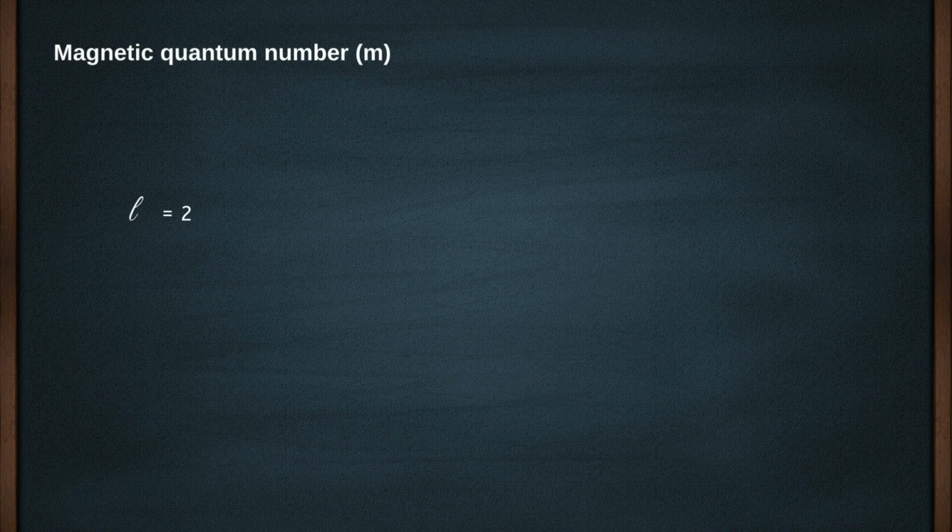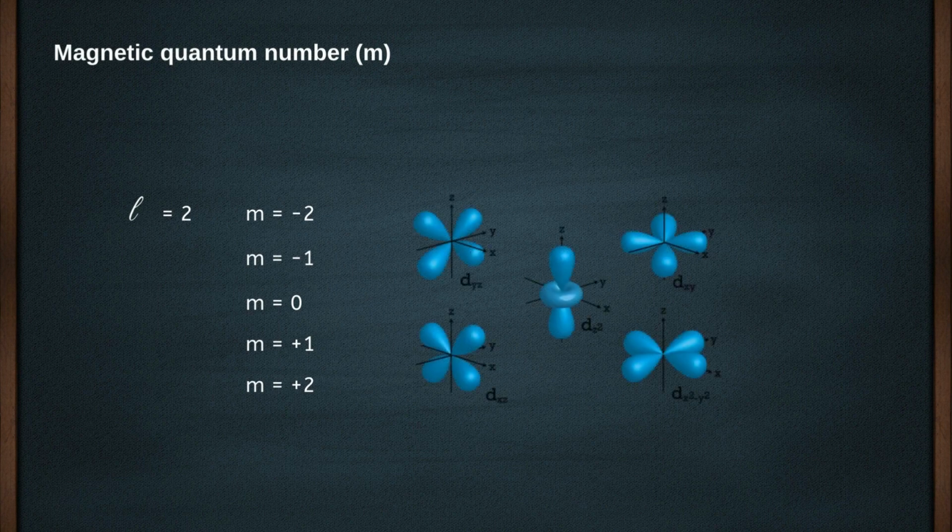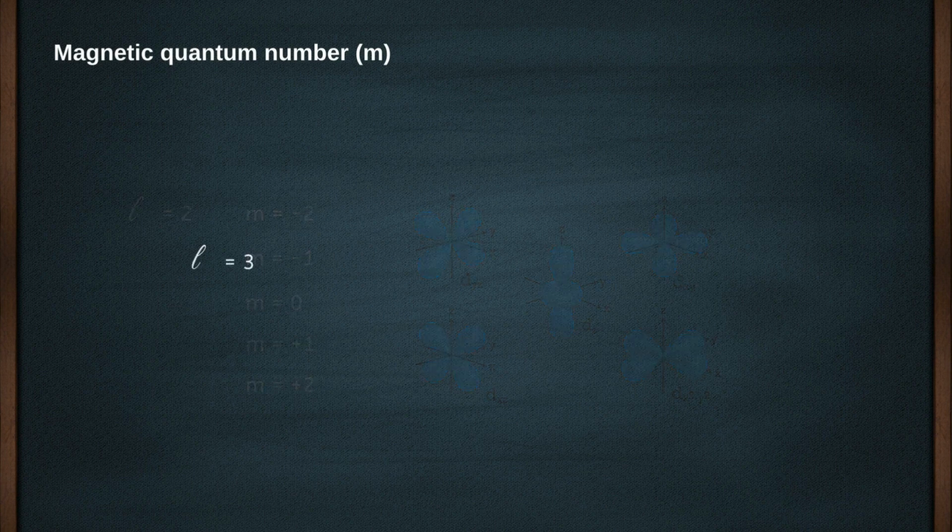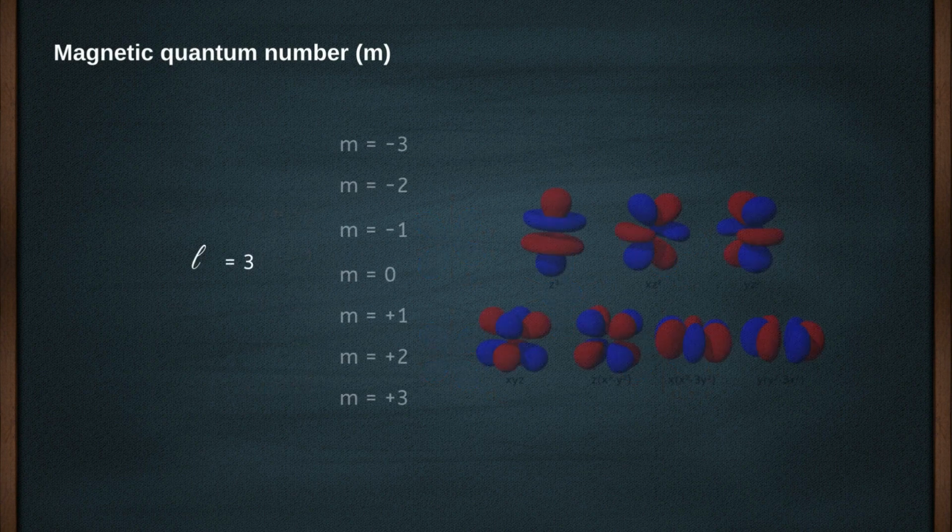L equals 2 represents the d orbitals. For the d orbitals, there are 5 values of the magnetic quantum number. These correspond to the 5 d orbitals: dxy, dyz, dxz, dx²-y², and dz². L equals 3 represents the f orbitals. There are 7 f orbitals. They have a very complex shape.